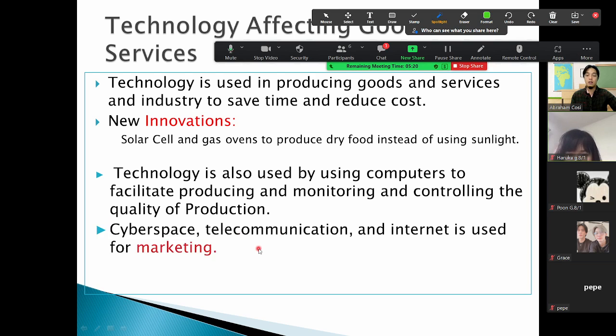Also, technology involves cyberspace, telecommunication, and the internet for marketing. Just like now, marketing on the internet is mostly the most effective way of marketing, aside from the traditional way of marketing.